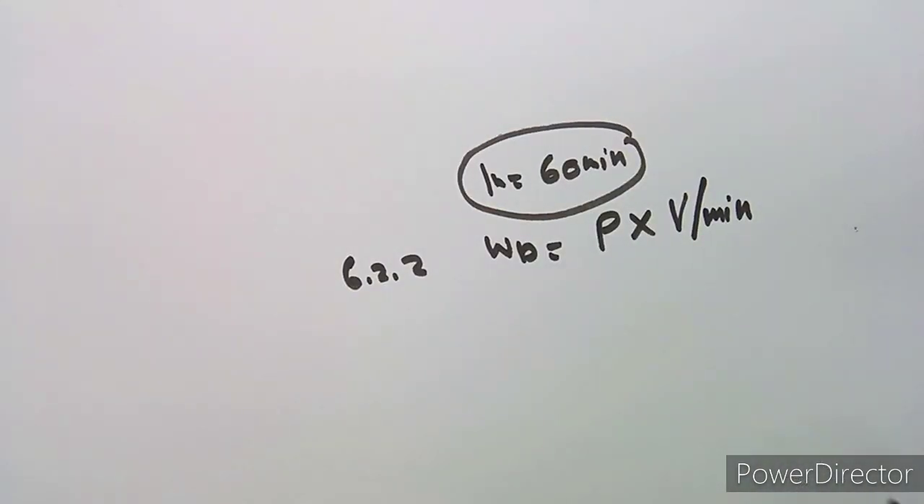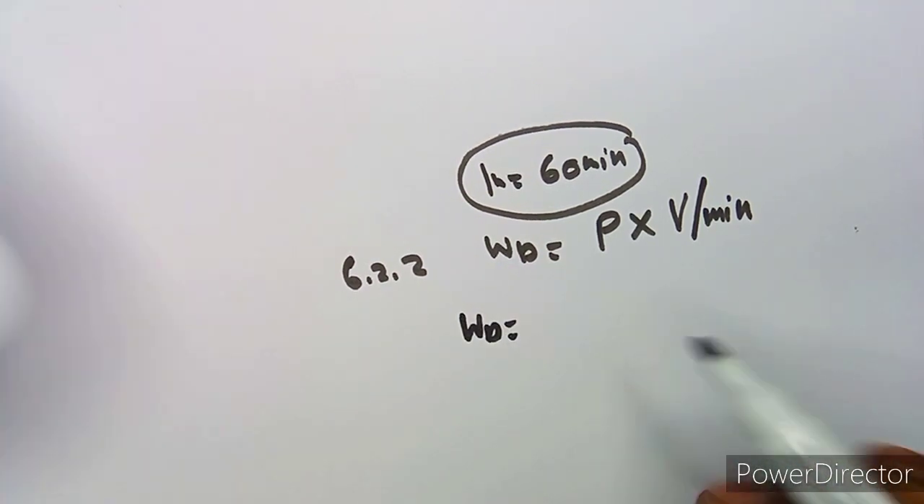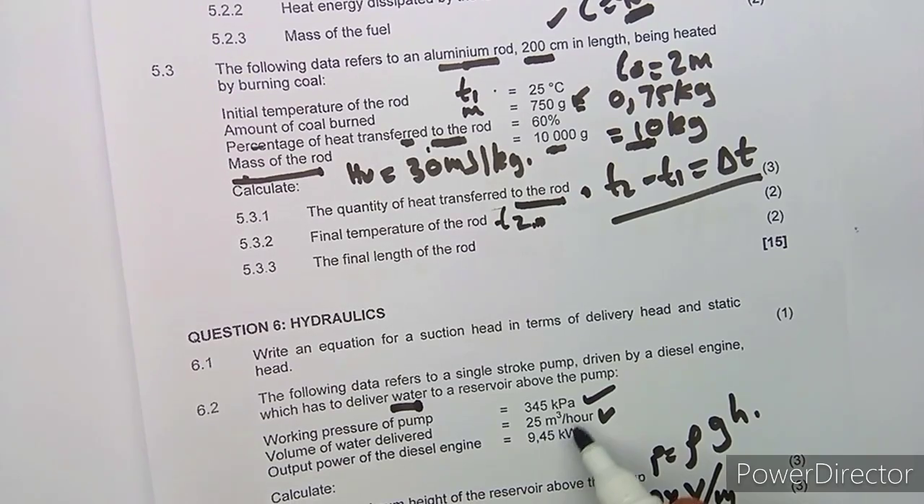All right, this one is a question under instruction. We know that we are usually supposed to use volume per second, but this one is an instruction that you are given, so you answer according to the instruction that you are given. All right, so our work done is going to be the pressure, which is 345.